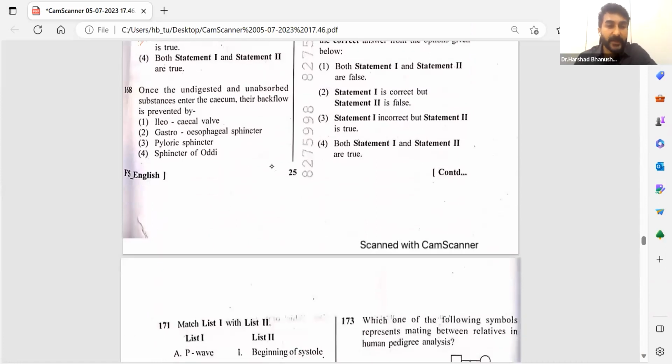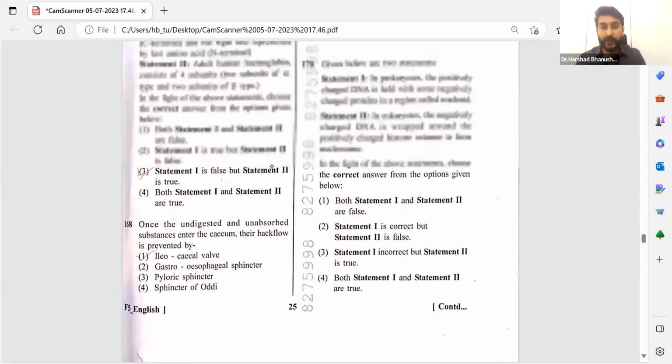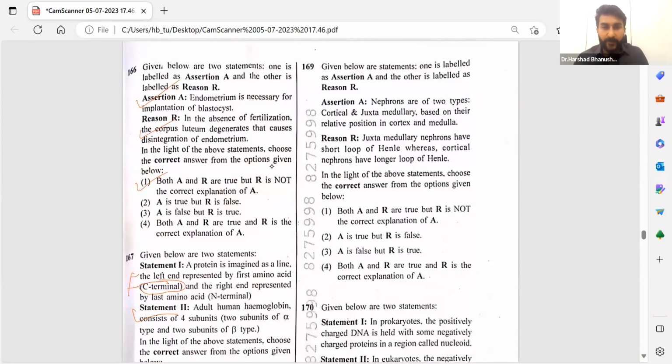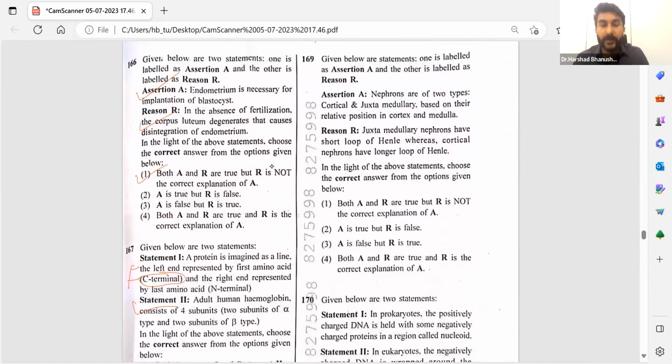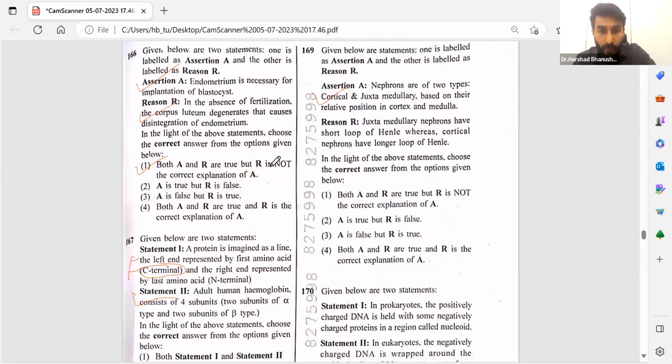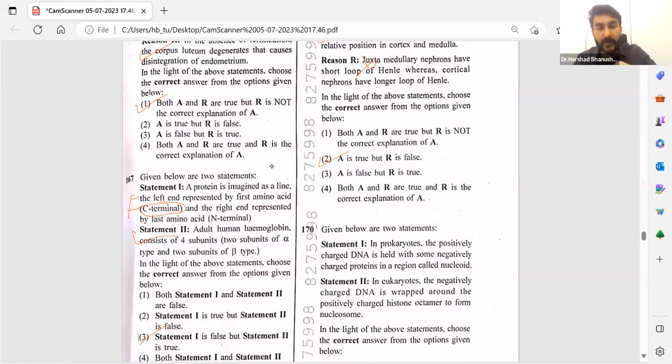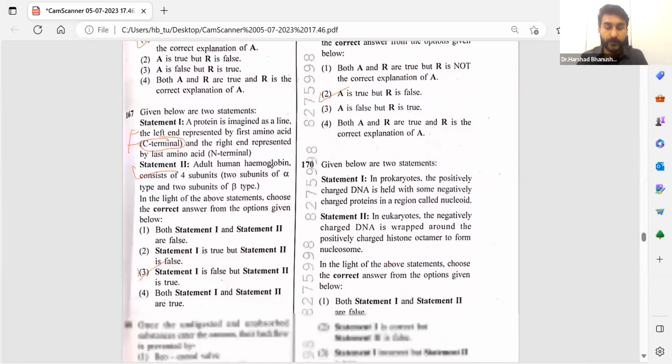Once the undigested, unabsorbed substances enter the cecum, their backflow is prevented by ileocecal valve. Pretty straightforward. Nephrons are of 2 types, cortical and juxtamedullary, based on their relative position in cortex and medulla. Correct. Juxtamedullary nephrons have short loop of Henle. Wrong. Juxtamedullary nephrons have long loop of Henle. So assertion is true, reason is false. I would mark option number 2.